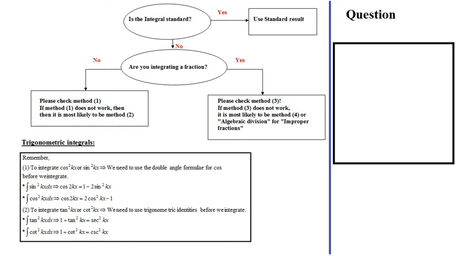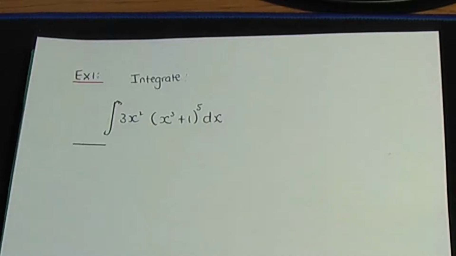Now, let's test this idea. So let's test these principles with some examples. So back to the paper and pen. Now, here is example number 1. So we need to integrate 3x squared into (x cubed plus 1) to the power of 5.